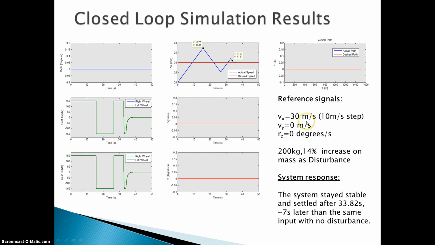We also tried to cause disturbance on some of the modeling parameters, such as mass. We increased the mass by 200 kilograms, which is around 40%, while doing a 10 meter per second step on our longitudinal speed. While the settling time increased to 33.82 seconds, almost 7 seconds more, the system still stayed stable, and the disturbance didn't cause instability in our system.